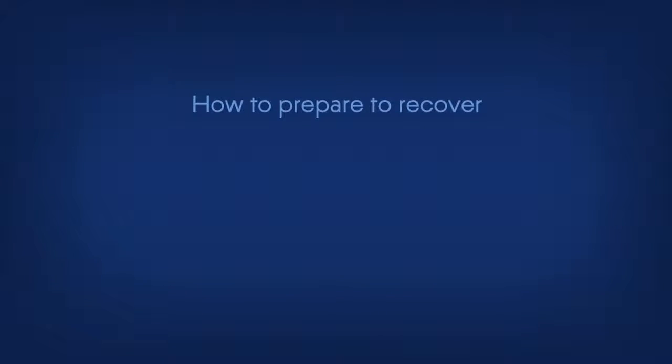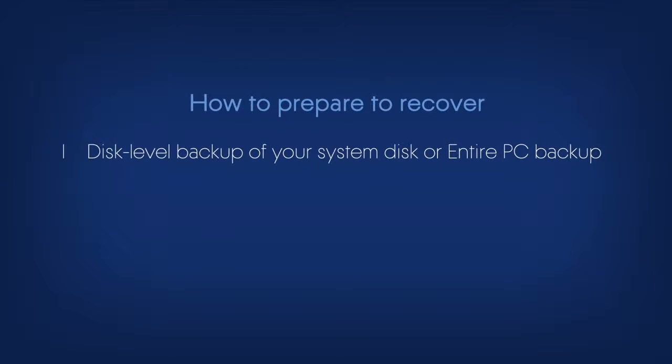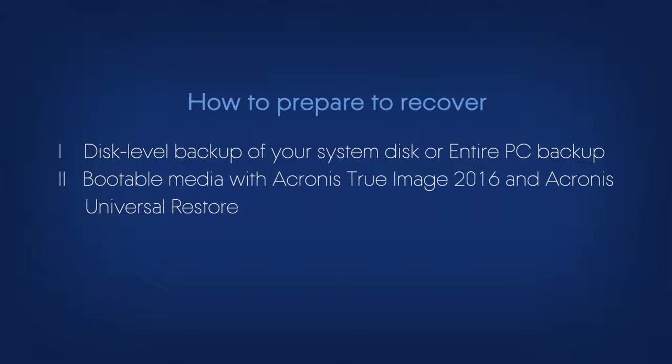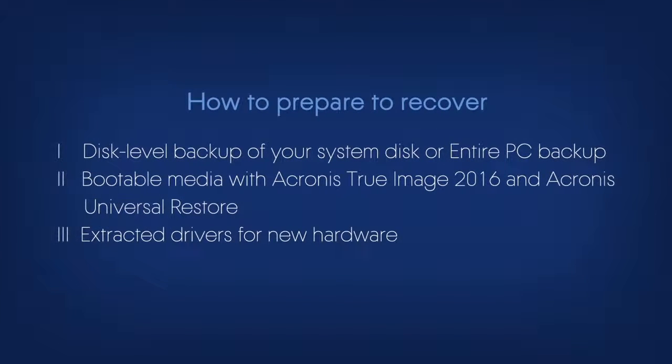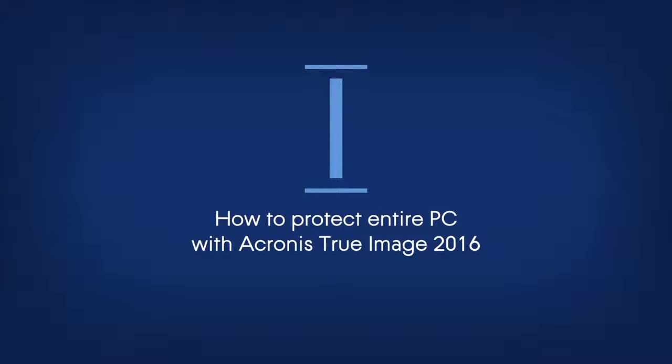How to prepare to recover. To recover your system to a new piece of hardware, you need: 1. Disk-level backup of your system disk or an entire PC backup. 2. Bootable media with Acronis True Image 2016 and Acronis Universal Restore. 3. Extracted drivers for the new hardware. You'll find step-by-step instructions on how to create an entire PC backup in our video, How to Protect Entire PC with Acronis True Image 2016. In our case, the image is located on an external drive.